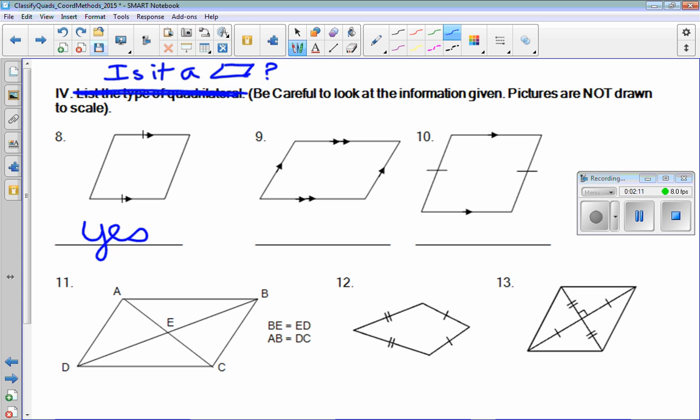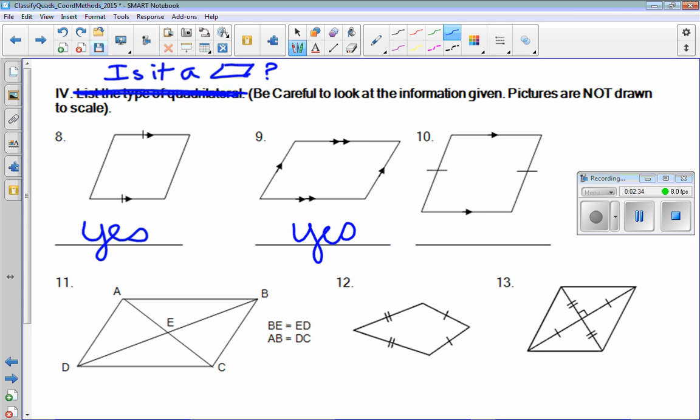Remember how we talked about if one pair of sides is both parallel and congruent, that it's not a trapezoid, because a trapezoid is over here at number 10. Didn't we talk about that? Number 10 is a trapezoid, but number 8 is actually a parallelogram. So that is one of the ways to prove a parallelogram. That's the unusual one that we talked about last class.